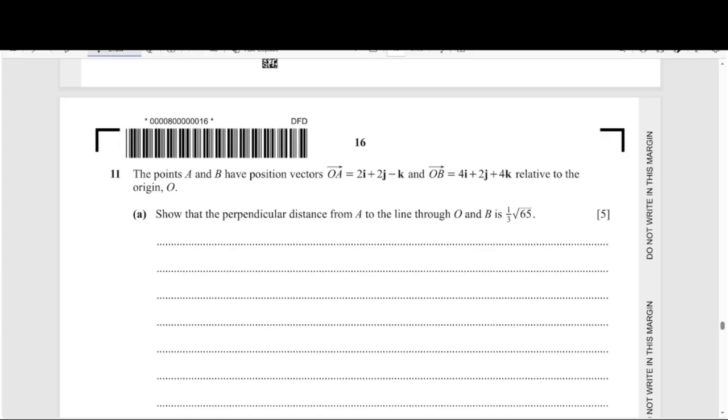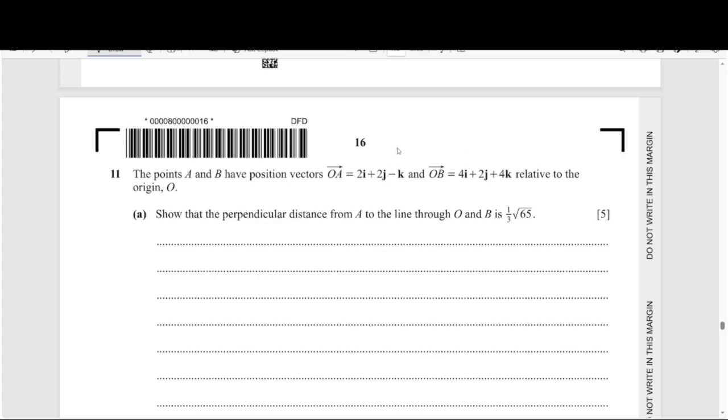Question number 11. The points A and B have position vectors given over here, and then we have to show that the perpendicular distance from A to the line through O and B is 1/3 root of 65. So there's a step-by-step approach to this, and there's also a formula to use. For the sake of understanding, I'm going to use the step-by-step approach, and I won't use the formula approach since you don't have that formula in the formula sheet, right?